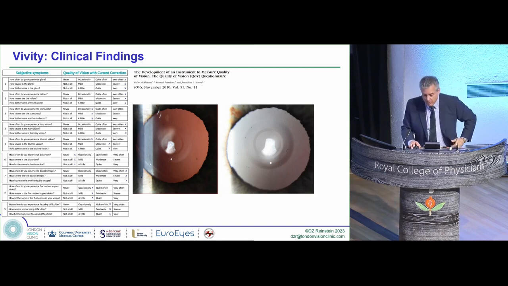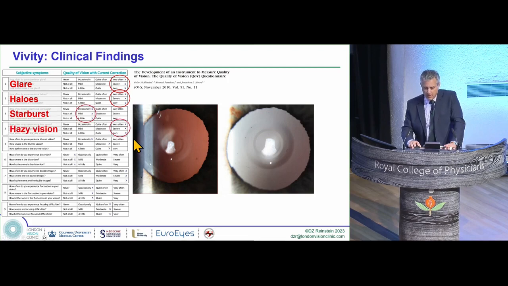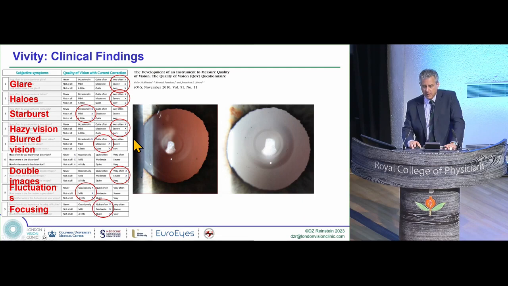And if you look at what he wrote here, this is the night vision questionnaire, which is a validated questionnaire: very severe glare, very severe halos, moderate starbursts, very severe hazy vision, moderately high blurred vision, double images severe, image fluctuation, and focusing problems. Now, don't tell me that this is an EDOF. There is one power here, there's another power here, and there's another power here. This is a segmental trifocal lens.